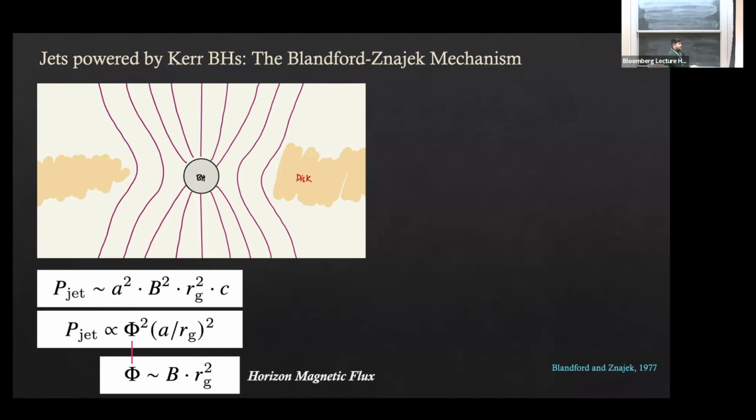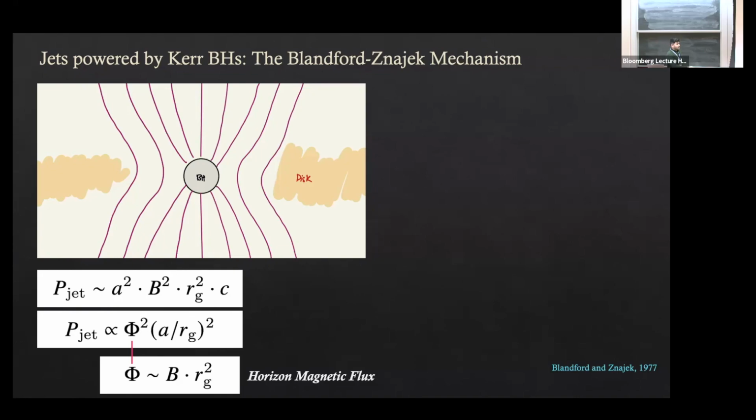We can rewrite this in this very nice way. We can introduce the horizon magnetic flux, which is the magnetic field times the area, and rewrite this in this way to see that this quantity here depends only on the black hole: the spin of the black hole, the mass of the black hole. Rg is the gravitational radius of the black hole. And this phi depends on how much magnetic flux you've put on the horizon.